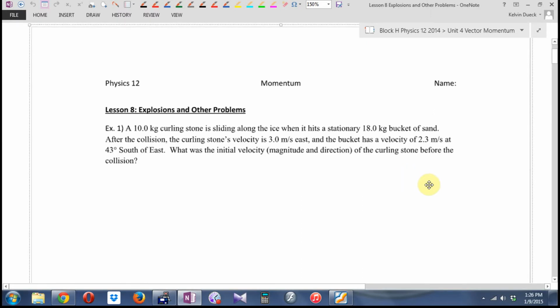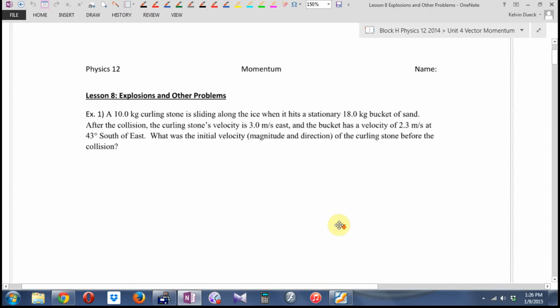So I read along: a 10-kilogram curling stone is sliding along the ice, hits a stationary bucket of sand. After the collision, the curling stone's velocity is 3 meters per second east. As soon as I see that east, I start worrying that there's going to be angles. And then I see that 43 degrees south of you. Okay, so I'm going to draw a compass rose to start out.